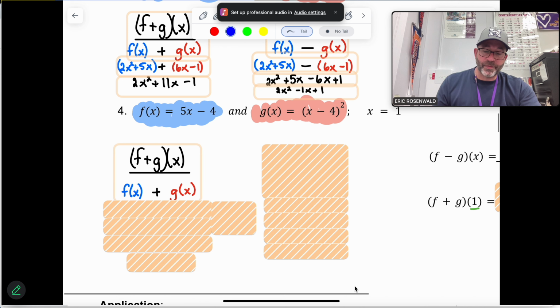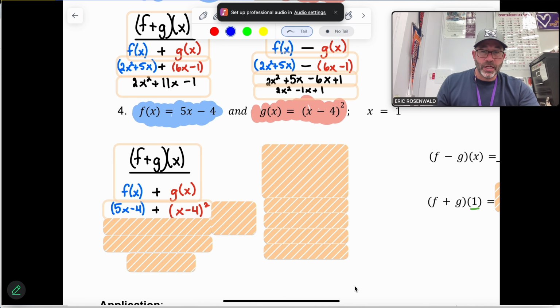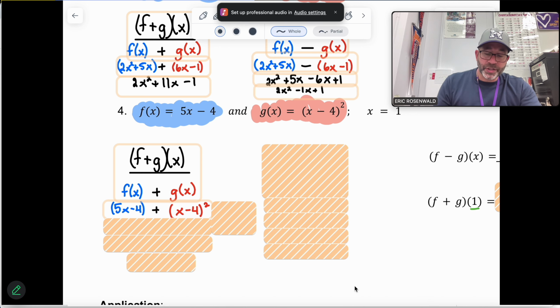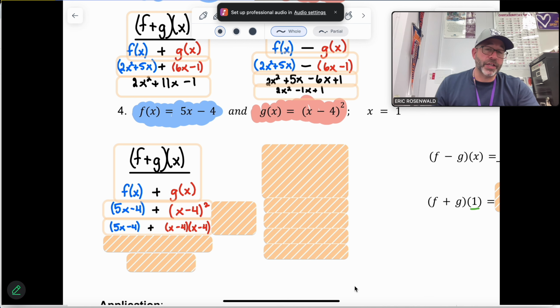Same thing, f plus g of x. Add them together. Now, this one presents a new problem for us. That x minus 4 squared, that's probably something you haven't seen since freshman algebra. What's going to happen is we are going to look at this x minus 4 squared as an x minus 4 times x minus 4. Now, how do we multiply that out? This is something that we have to review.